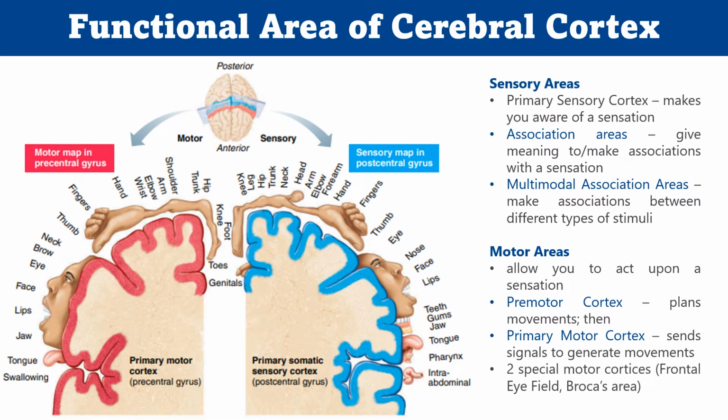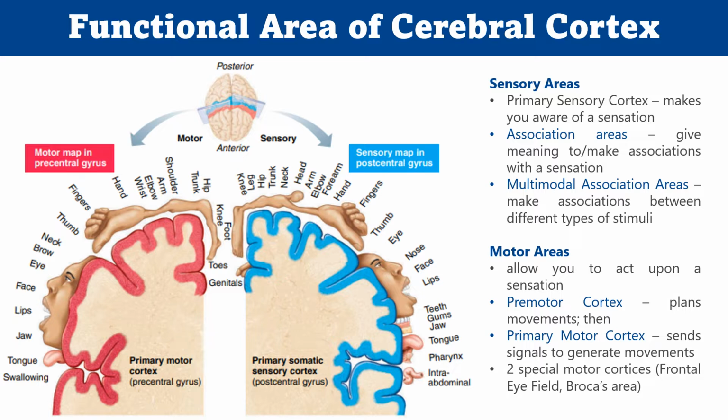Sensory areas. The primary sensory cortex makes you aware of a sensation. The association area gives meaning to sensation, and the multimodal association area makes associations between different types of stimuli. This is regarding the sensory areas.